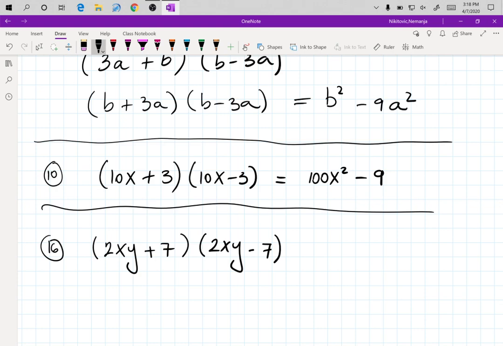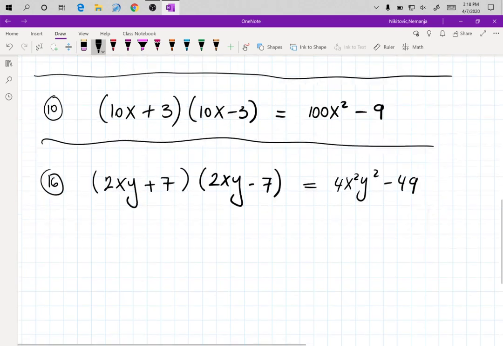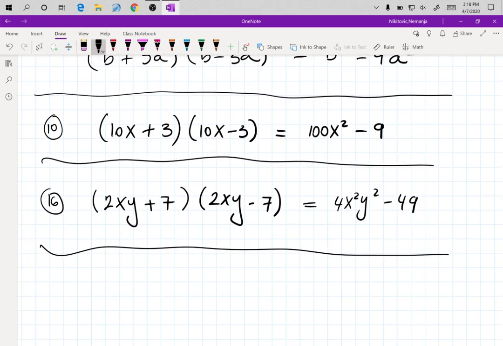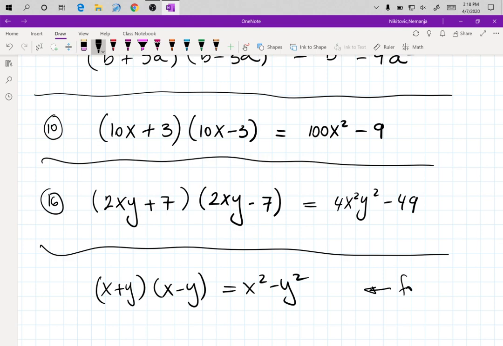All right, so we have 4x squared y squared minus 49. So that's our first formula. We are memorizing the formula, which we can also learn as x's and y's. If you have x plus y times x minus y, it is going to be x squared minus y squared. So that's the formula, and we need to memorize this one, right?